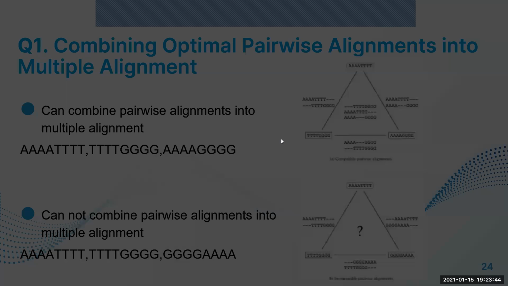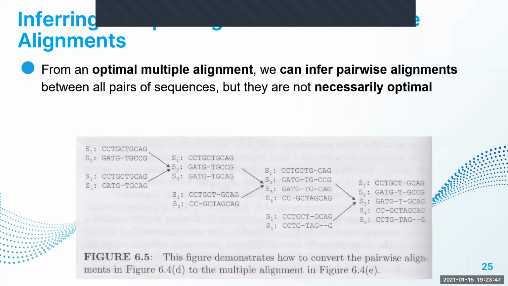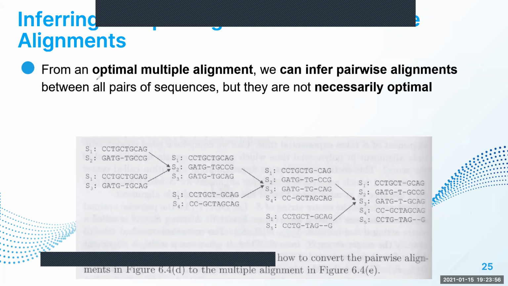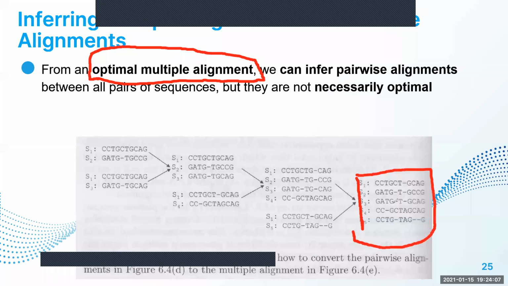So I want to highlight this point. Someone asked that previous question. If we try to get the optimal multiple alignment, suppose we have 5 sequences here. If you focus on this one, we can infer the pairwise alignments. This can be a pair, this can be a pair, like that. But if we check those pairwise alignments, these are not necessarily optimal.